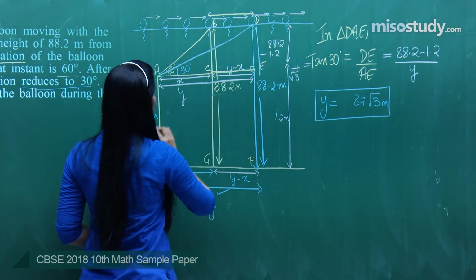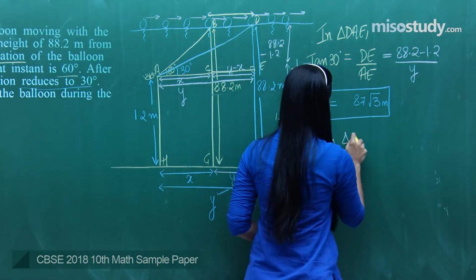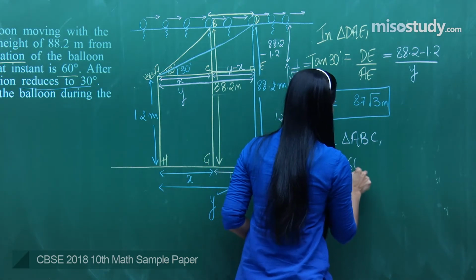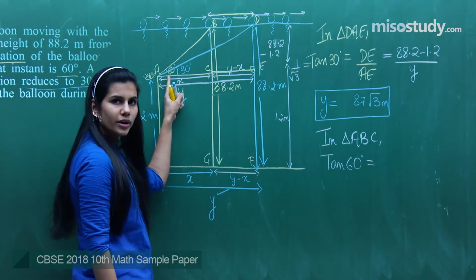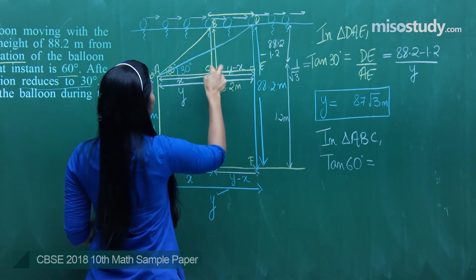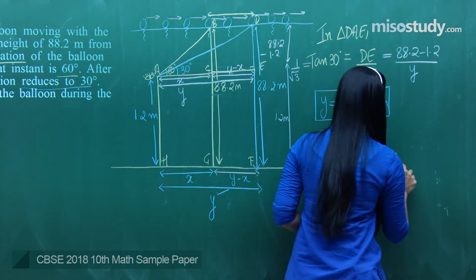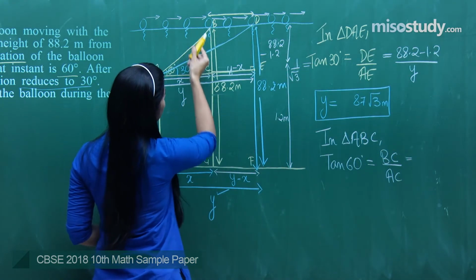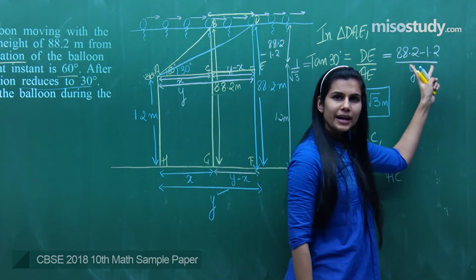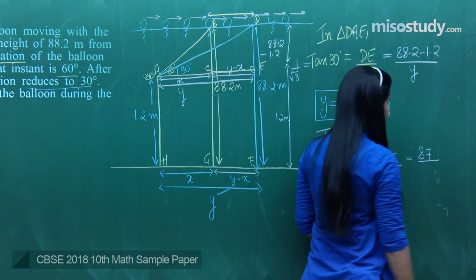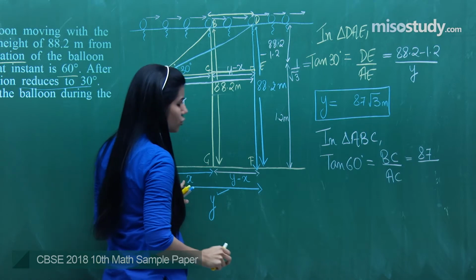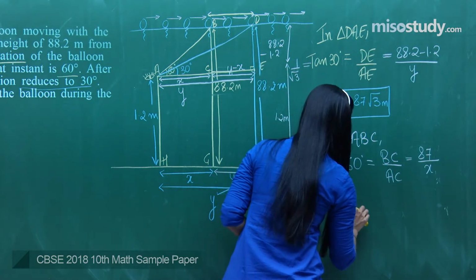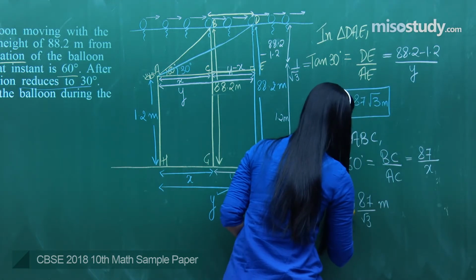So let's take the use of the next right angle triangle, which is ABC. In triangle ABC, what we are going to do is, again we are going to work with tan ratio. Tan 60. What is tan 60 now? Tan 60 is perpendicular, which is BC, upon the base, which is AC. Now the length of BC is same as the length of DE, and the length of DE was 88.2 minus 1.2, which is 87. So this also has length as 87. And AC on the other hand has length equal to x. And you know tan 60 is nothing but root 3. So you know what x is. X has come out to be 87 by root 3 meters.